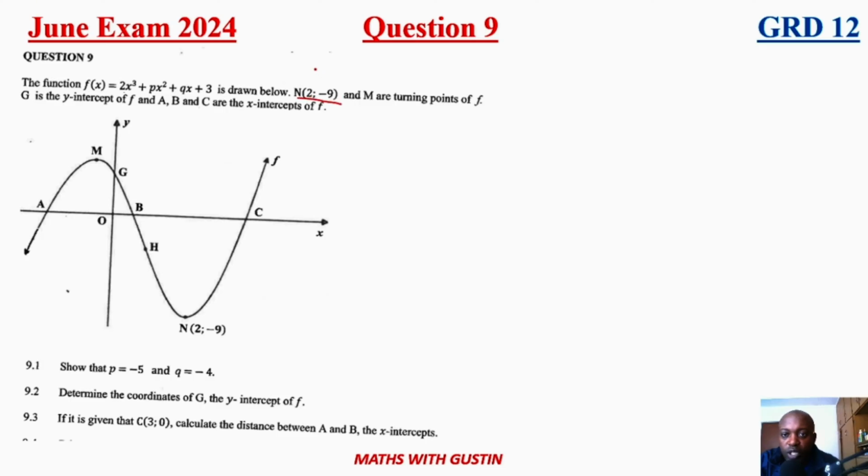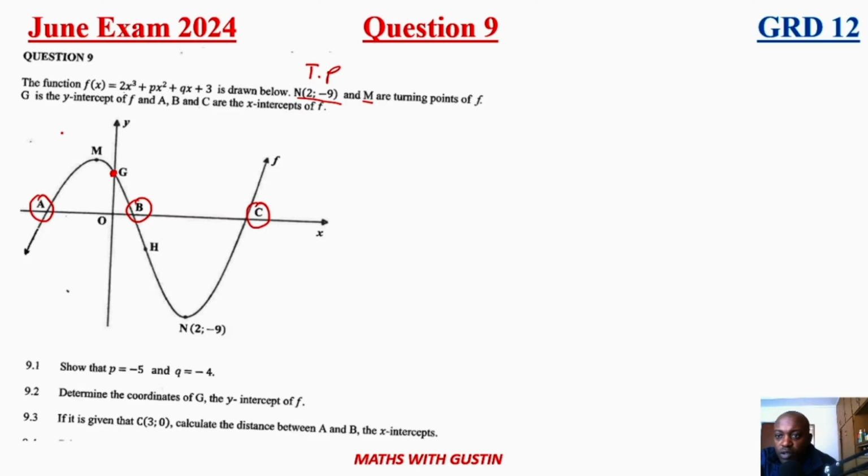This is the turning point here, and M is also a turning point as well. And G, which is right here, they are saying that G is our y-intercept. We've got A, B, and C, and these ones are our x-intercepts. So we have these points here, which are the turning points.